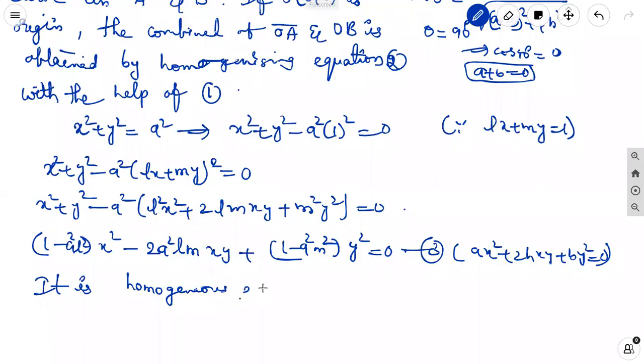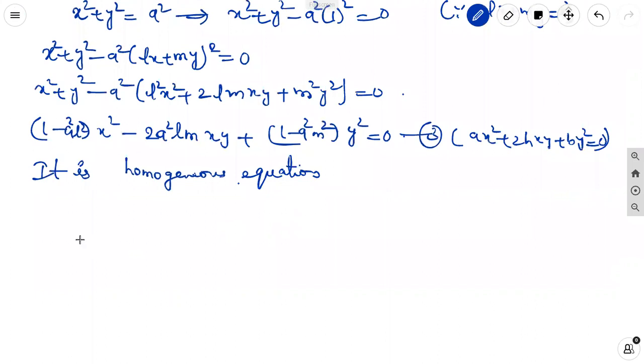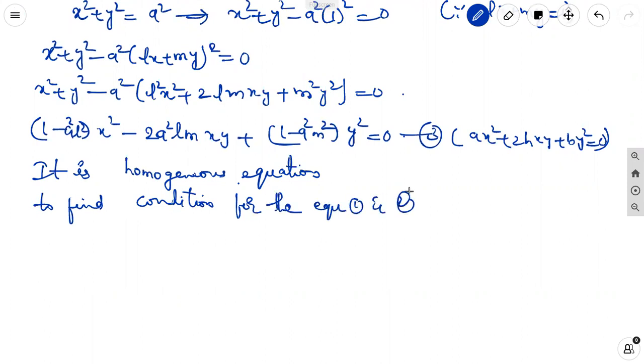It is clearly a homogeneous equation. Now we can find the condition for equations 1 and 2 at right angle. That is nothing but a plus b equal to 0.